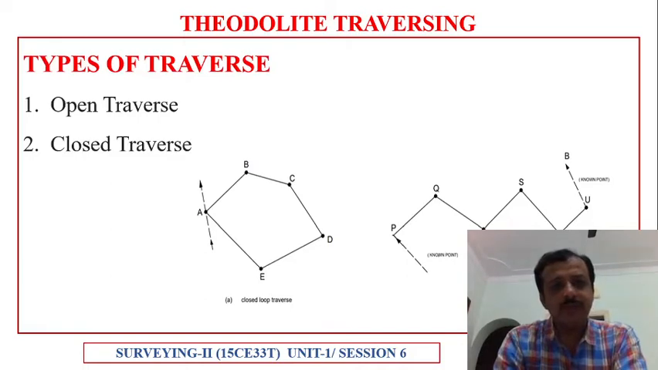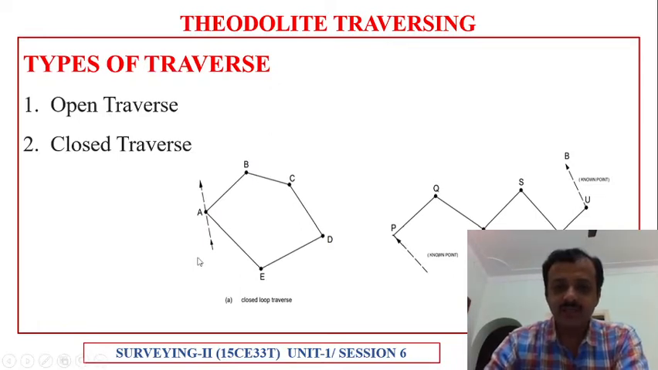There are two types of traverse. One is called open traverse, the other is closed traverse. You can see this is open traverse, this is closed traverse. These are the traverse stations, and these are the lines joining the traverse stations. We call it the traverse side. When the traverse side changes direction, this change is measured by means of an angle. This we call the traverse angle.